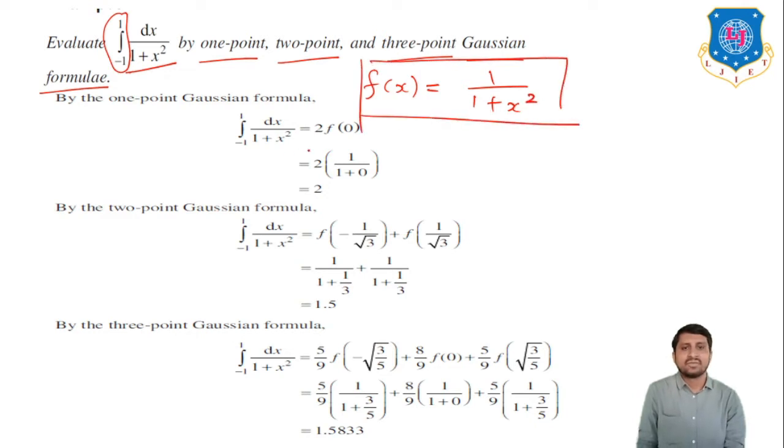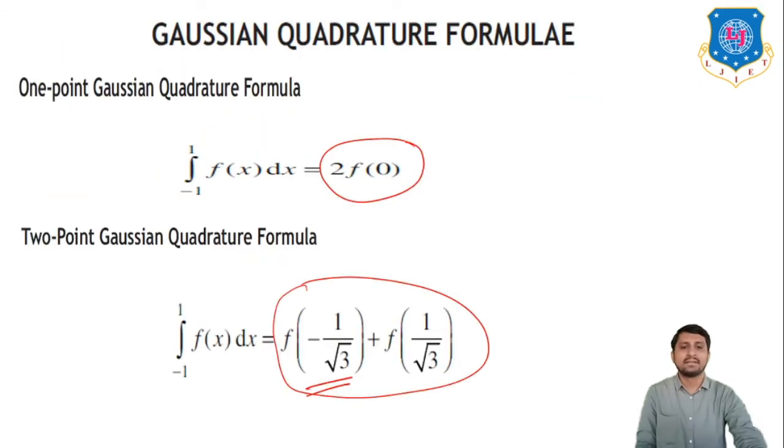First, the 1-point Gaussian quadrature formula: 2 into f of 0. So 2 into, put 0 here, so 1 upon 1 plus 0. So you will get 2. Easy.